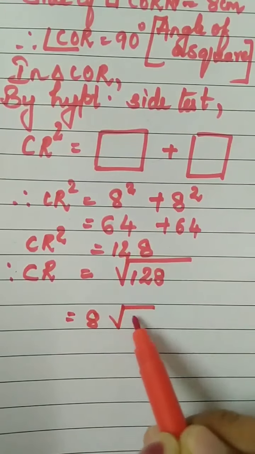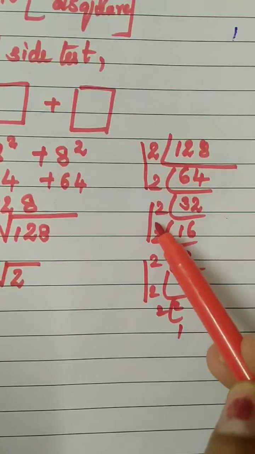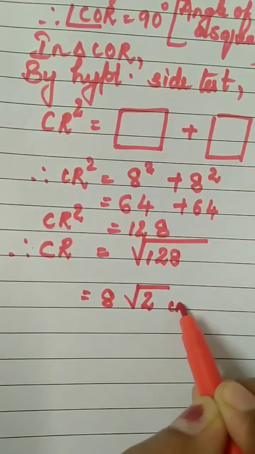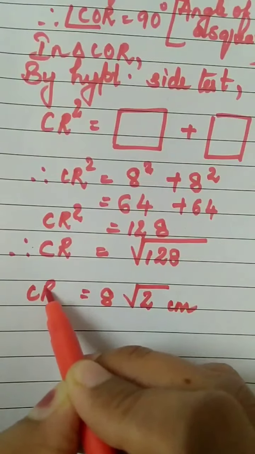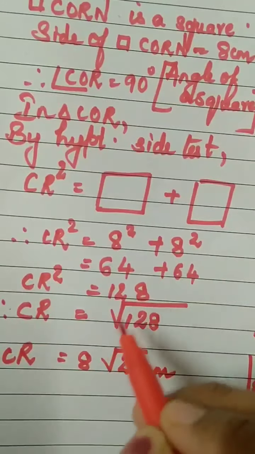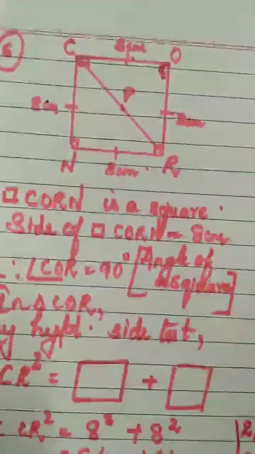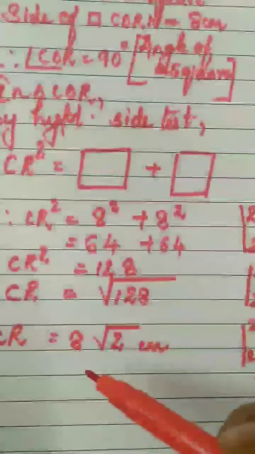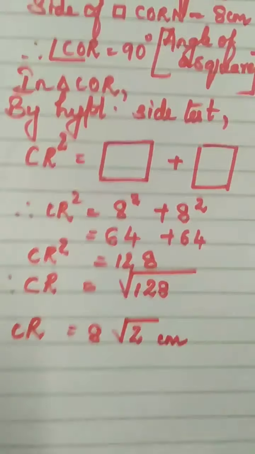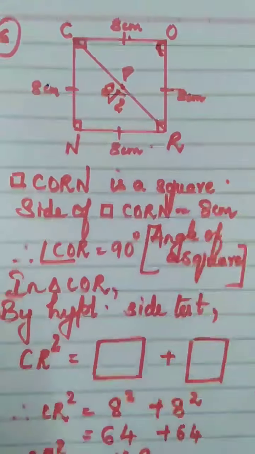And inside the root, one 2 will remain. Okay, one 2 is left alone. 2 2s are 4, 4 2s are 8. 8 root of 2 centimeter. So CR we got 8 root 2 centimeter. Even if you keep the answer as root of 128, that will also do. Okay, but we can do the factorization. So we got CR as, how much is CR? 8 root 2. So diagonal we got 8 root 2 as the diagonal.